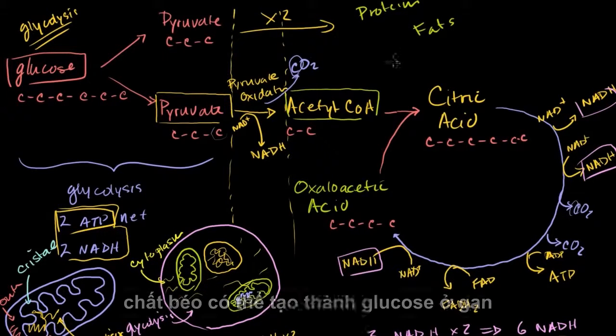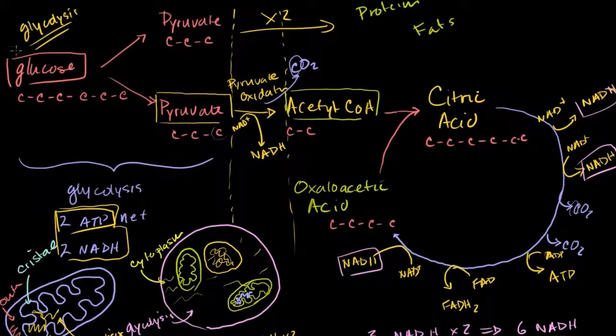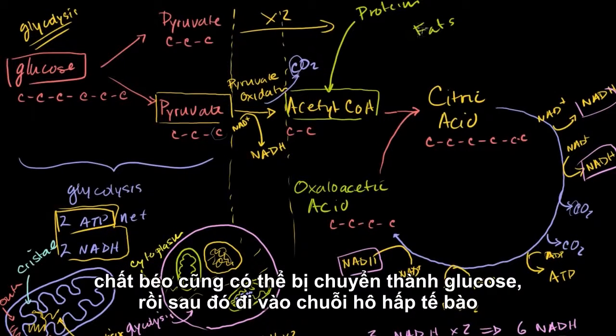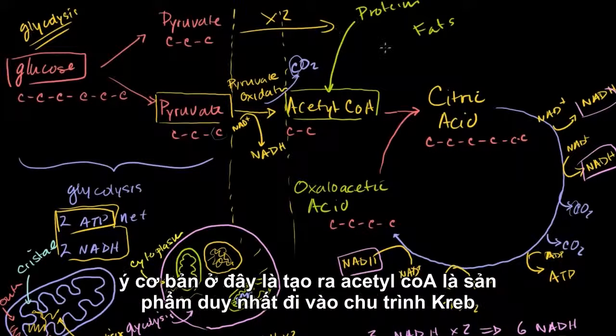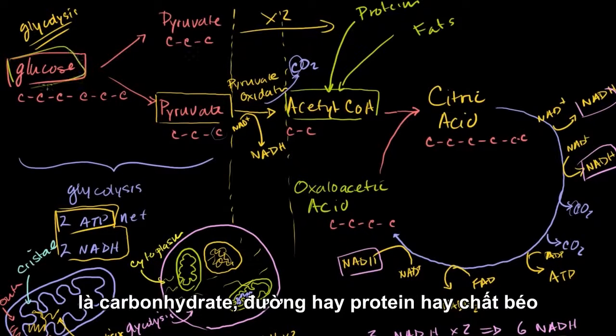And the interesting thing, the reason why I bring it up here, is that glycolysis is obviously of no use to these things, although fats can be turned into glucose in the liver. But the interesting thing is that the Krebs cycle is the entry point for these other catabolic mechanisms. Proteins can be broken down into amino acids, which can be broken down into acetyl-CoA. Fats can be turned into glucose, which could then go through the whole cellular respiration. But the big picture here is acetyl-CoA is the general catabolic intermediary that can then enter the Krebs cycle and generate ATP regardless of whether our fuel is carbohydrates, sugars, proteins, or fats.